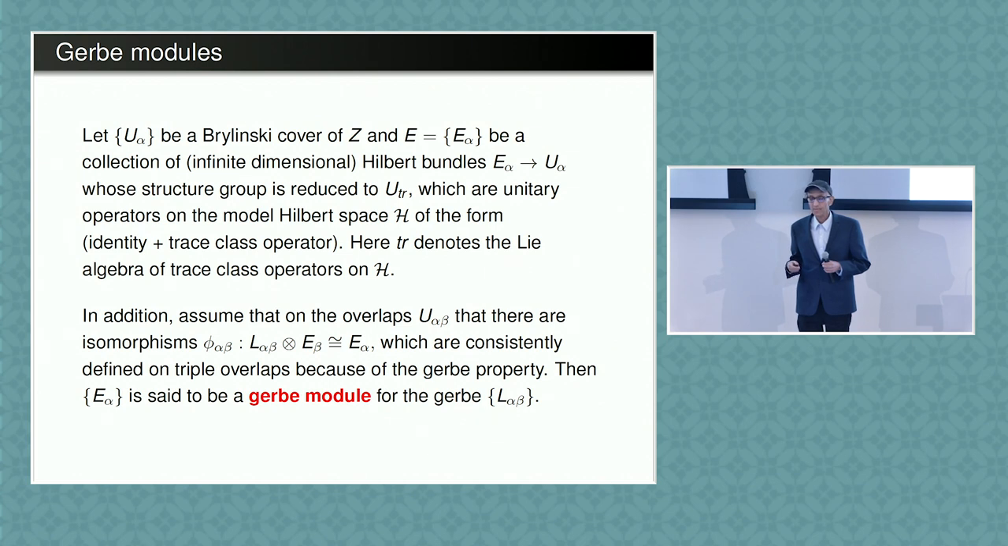And so these gerb modules are going to be elements in twisted K-theory. So they're not finite dimensional. They consist of infinite dimensional Hilbert bundles, right? E alpha over U alpha, and the structure group for convenience is reduced to unitaries of the form identity plus trace class, right?